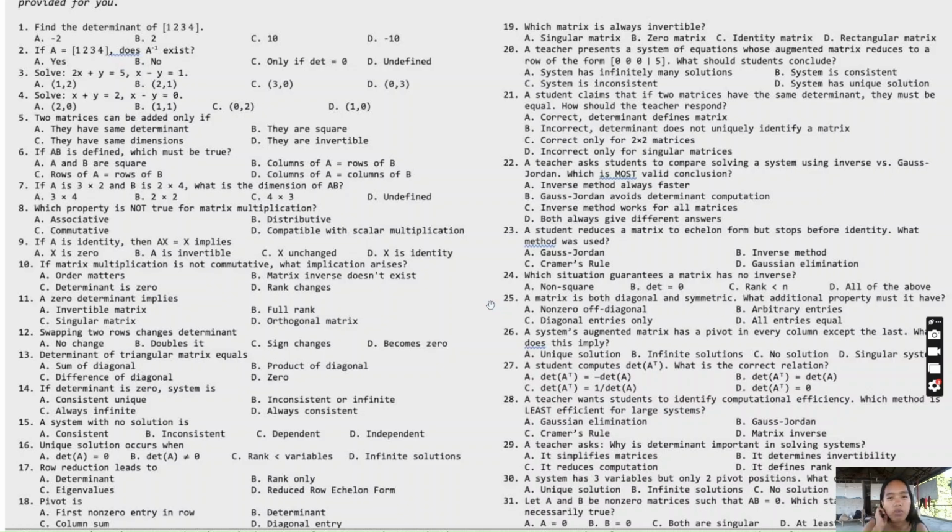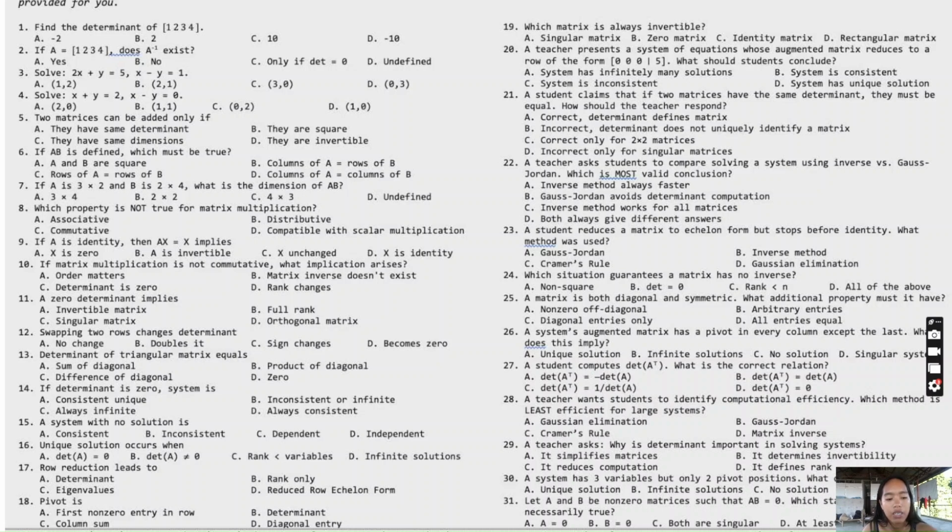Let's move on to number 20. A teacher represents a system of equations whose augmented matrix reduces to a row of the form 0, 0, 0, 5. What should the student conclude? The correct answer is letter C, system is inconsistent.